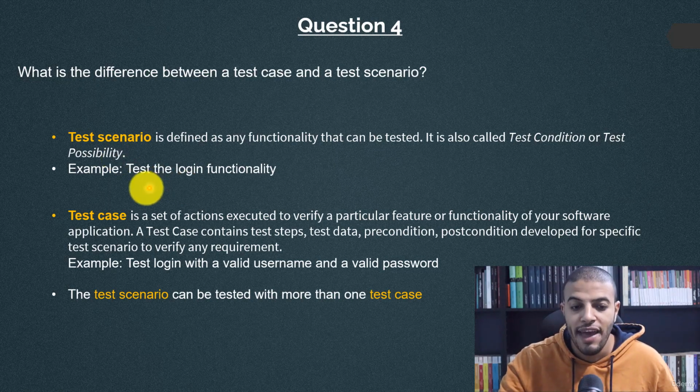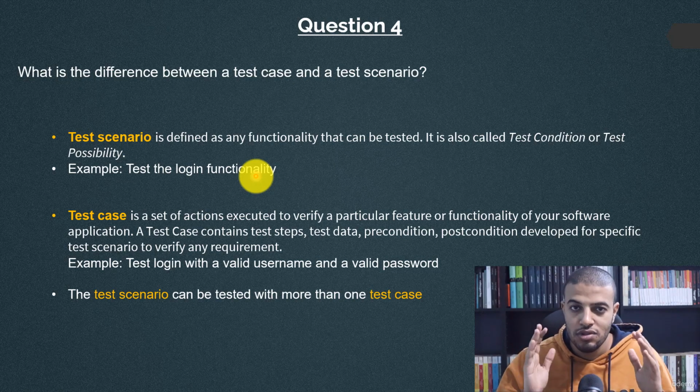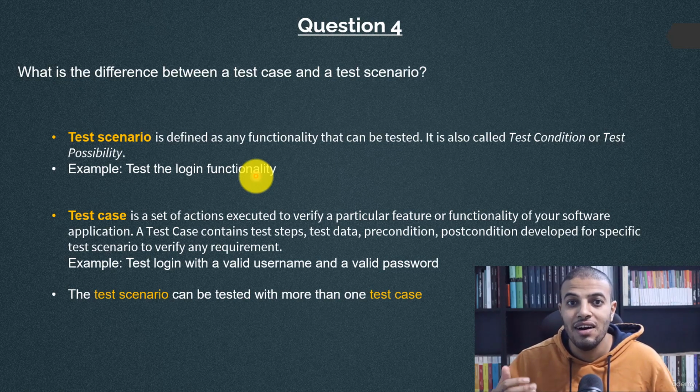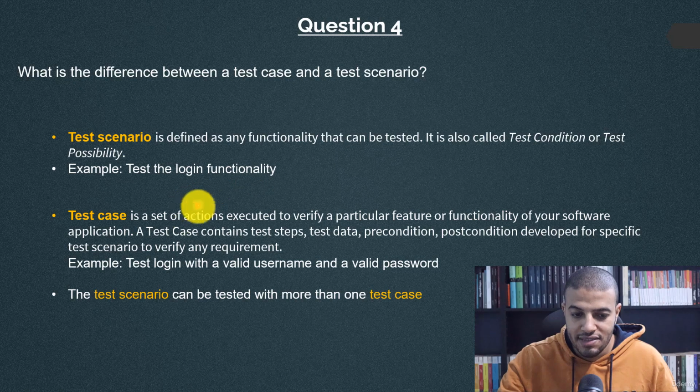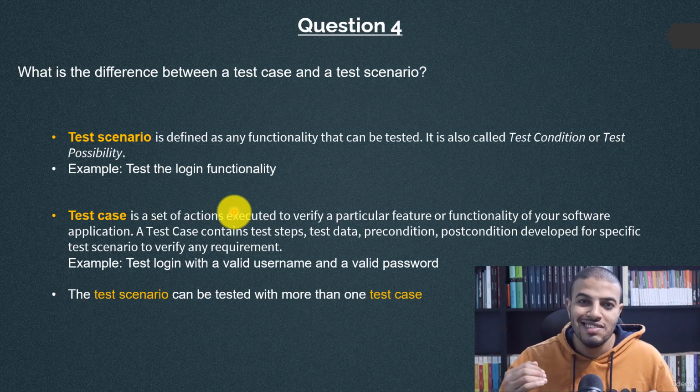So for example, we have test the login functionality. So the login functionality, we want to test it. This is a test scenario or a test condition. We want to test the registration functionality. We want to test the checkout or adding item to cart. All of these are considered as test scenarios. On the other hand, the test case is a set of actions executed to verify a particular feature or functionality of your software application. So here the test case consists of actions, okay?